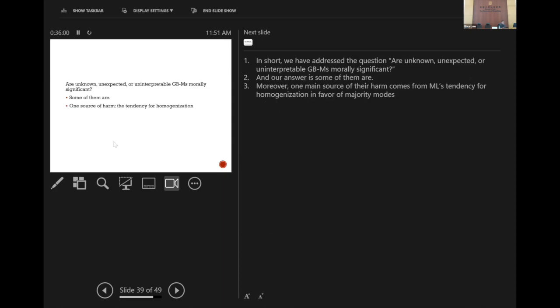So in short, I've addressed this potential criticism in the question: are unknown, unexpected, or uninterpretable generative biases morally significant? And our answer is yeah, some of them. One source of their harm comes mainly from machine learning's tendency for homogenization in favor of majority modes.